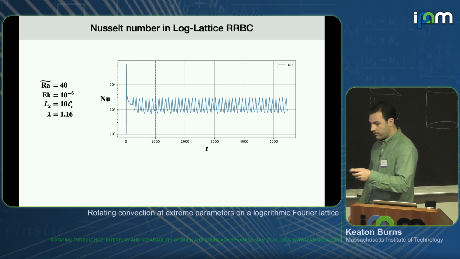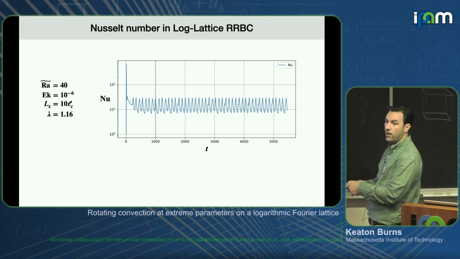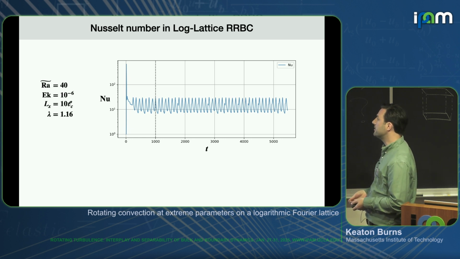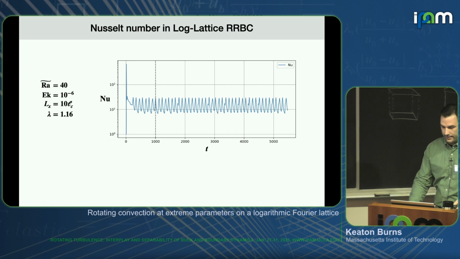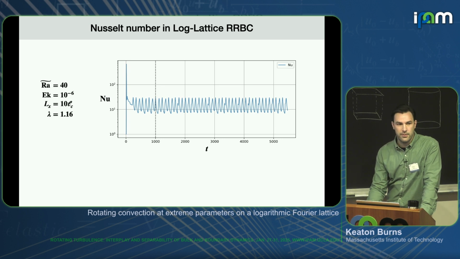The Nusselt number is highly variable in time, indicating strong temporal intermittency. I think this looks pretty different than what we expect, but I actually don't know good references for DNS here to compare to. So if anyone knows of any, I'd be very interested in 2.5D DNS in this regime.